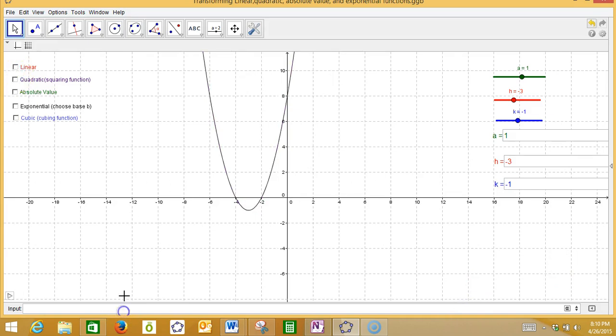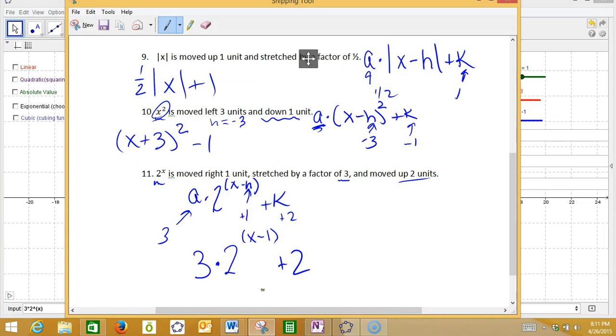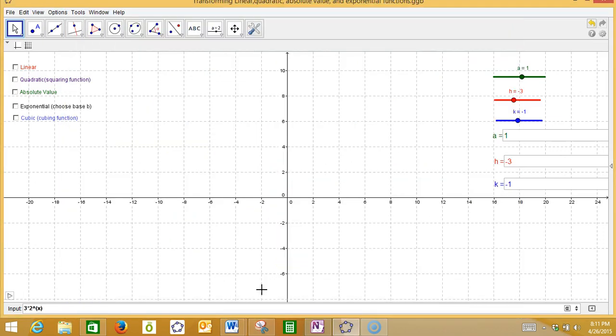So I'm going to put in my function now. We had 3 times 2 raised to, my exponent is an expression. We're taking x. What are we doing to x? Subtracting 1. And then outside of the parentheses, we're going to add 2, I believe, right? Yep. Let's add 2. I hit enter. Here's what that 2 to the x is going to transform to. So let's make that happen here.